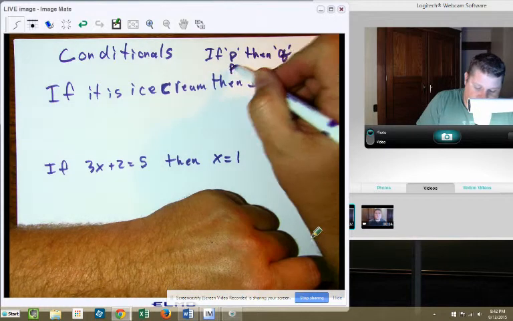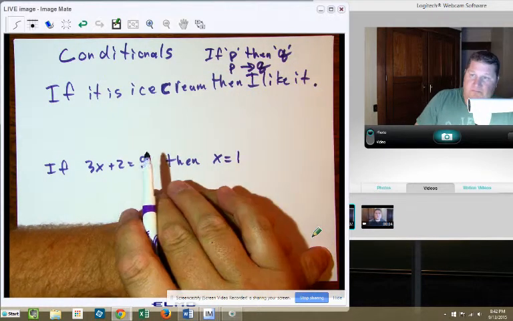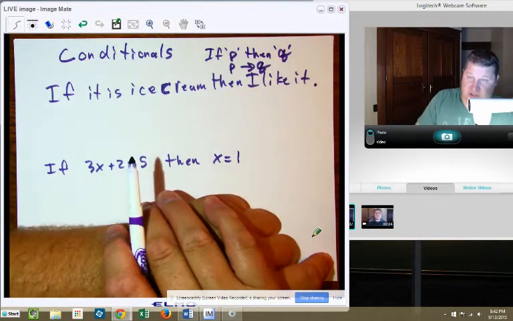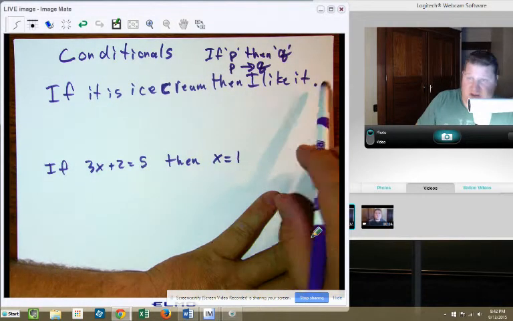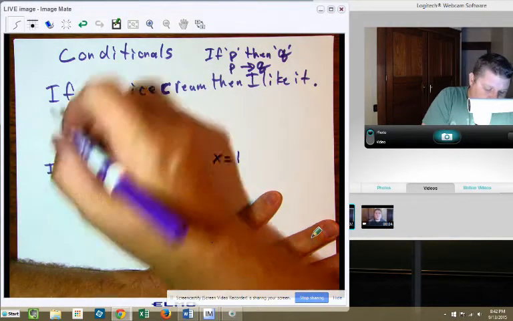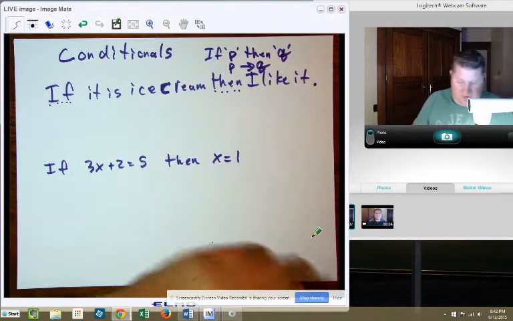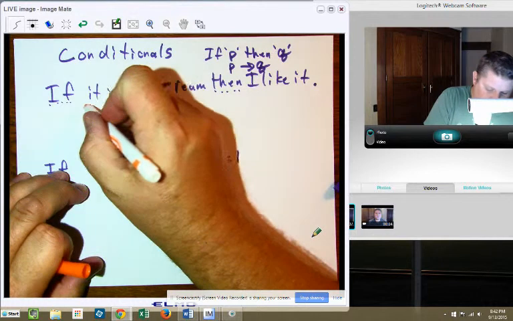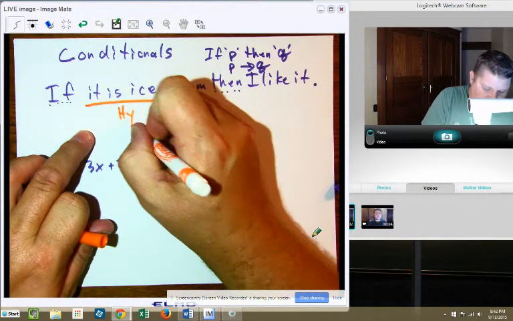Now, another way to write this is P arrow Q. Writing P arrow Q implies if P, then Q. Now, let's do some in words. If it is ice cream, then I like it. You'll notice there's the if, and there is the then. Well, there's basically two parts to this. One is called the hypothesis. In our case, it is ice cream is the hypothesis.